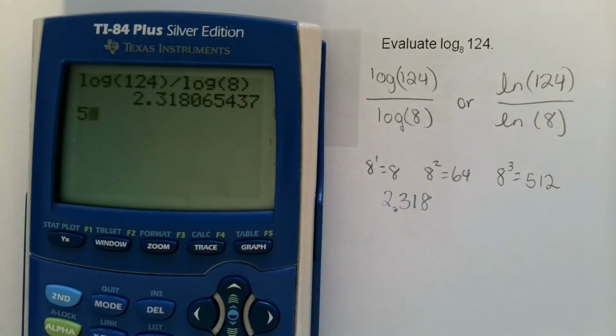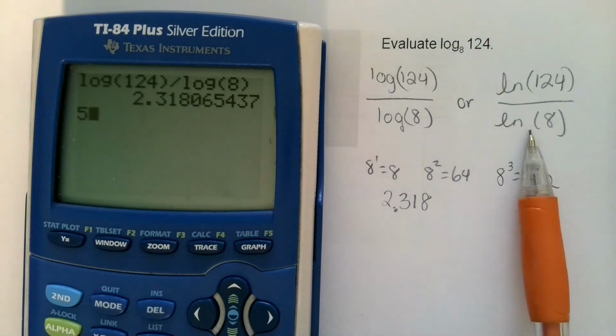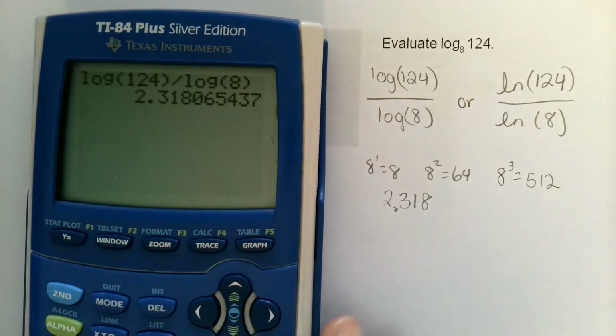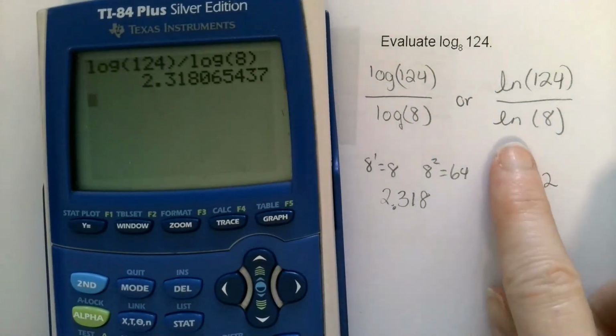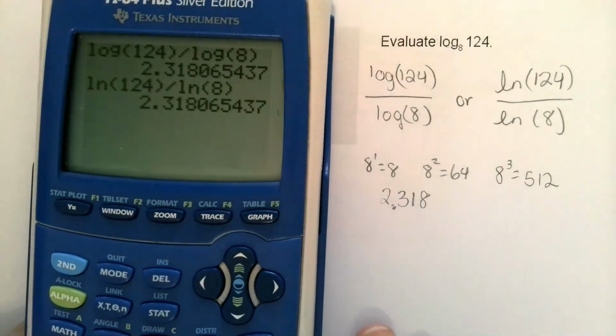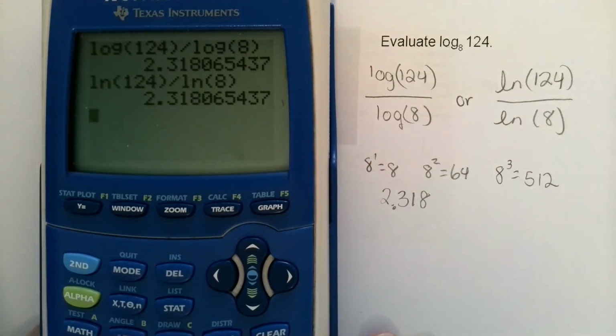Now, I could also do that with natural logs, in which case I would use the natural log of 124, close parentheses, divided by natural log of 8, close parentheses. It gives you the same decimal value.